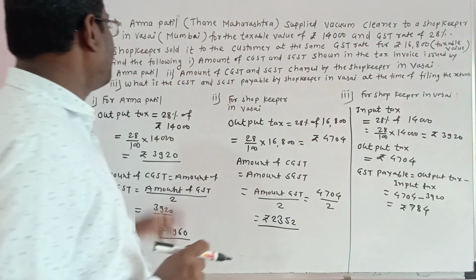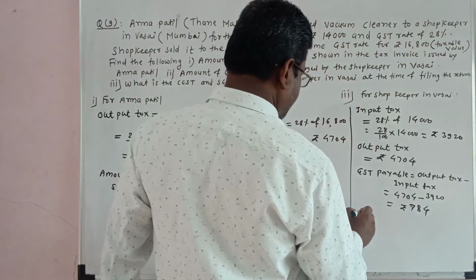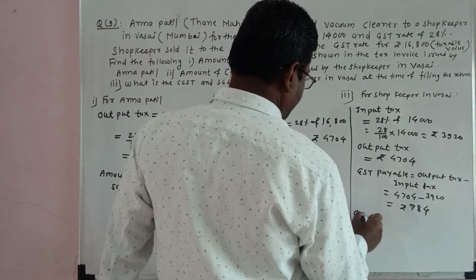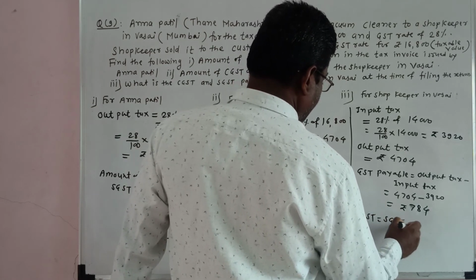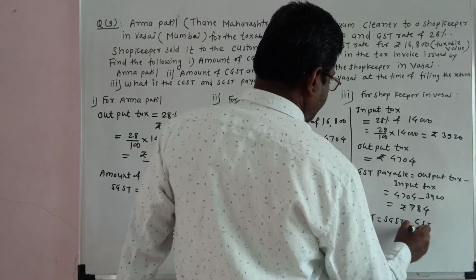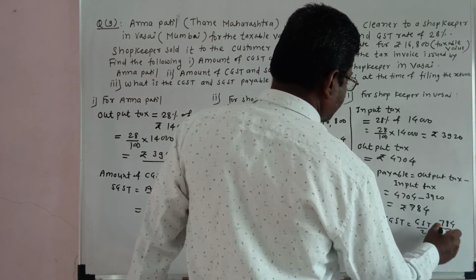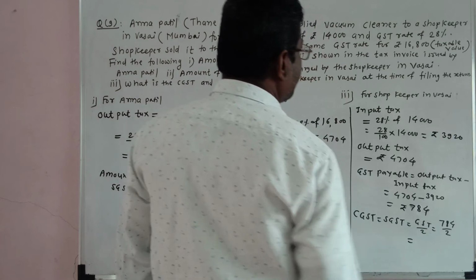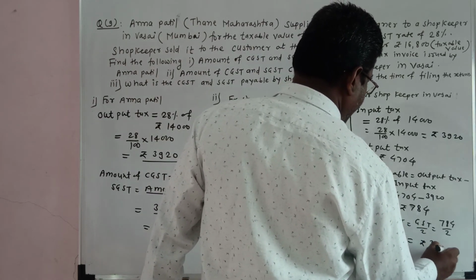Now we have to find the value of CGST and SGST. So CGST is equal to SGST is equal to GST upon 2, 784 upon 2, and that value will be rupees 392.